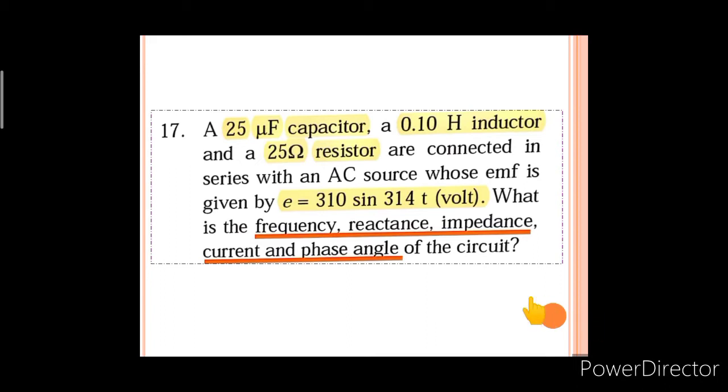Now here the value of the capacitor is given as 25 microfarad, the value of the inductor is 0.10 Henry, and a resistor of 25 ohm, all connected in series. That means we are talking about the LCR series circuit, connected in series with an AC source whose EMF is given as E is equal to 310 sin 314 t volt. And we have to calculate the frequency, reactance, impedance, current and phase angle phi of the circuit.